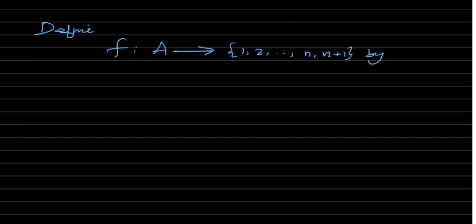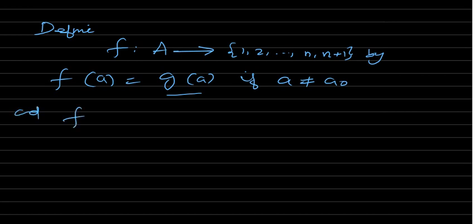by, how do we define it? It's f of A is equal to g of A, if A is not equal to A naught, क्योंकि A naught पर G डिफाइन नहीं है, G is defined from the set A minus A naught. Okay, तो जहाँ पर भी A naught के बराबर नहीं है, तो f of A equal to G of A, and how do we define this f of A naught? Let's take this as n plus 1.